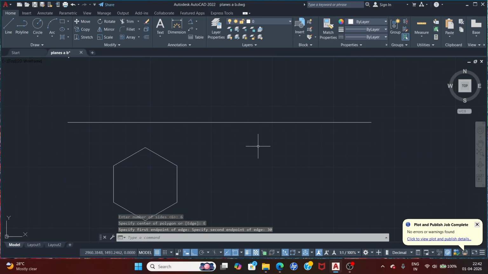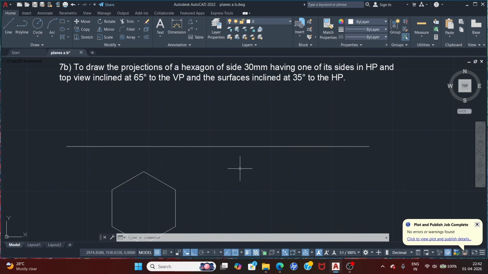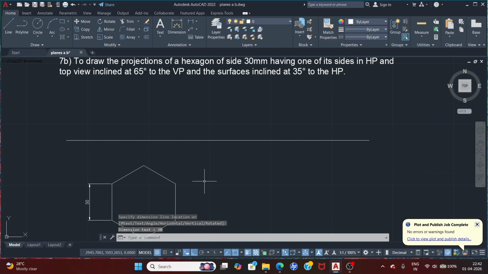So first we need to draw the surface angle, the HP angle drawing. With respect to that, you have to draw the four case drawings. Then after that, the fifth case and sixth case drawing with respect to 65 degrees to VP. So now use the polygon command and draw the hexagon like this.